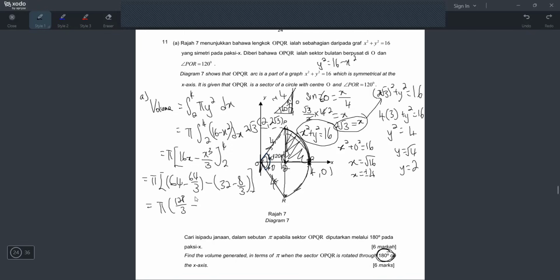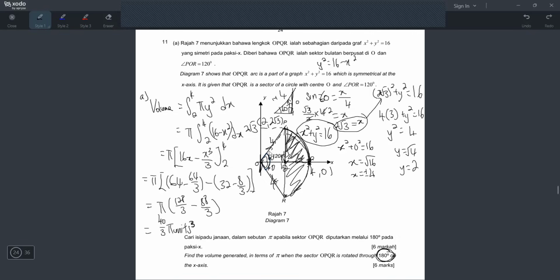And then the other one is 32 minus 8 over 3, 88 over 3, right? And then let's take 128 minus 88. I get 40 over 3. 40 over 3 pi, right? So this is not the final answer. This 40 over 3 pi unit cube is only this shape after rotating 360. It means this 40 over 3 pi is this 3D shape, right? Of course, I still have to add this one, right?